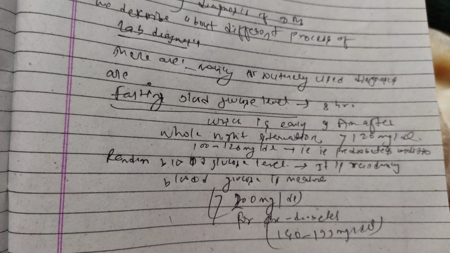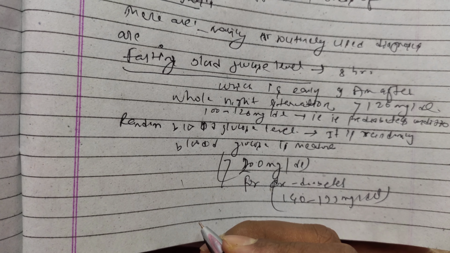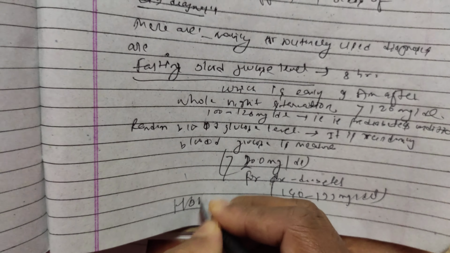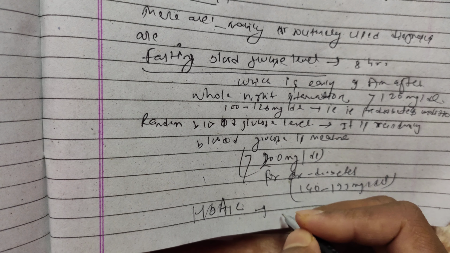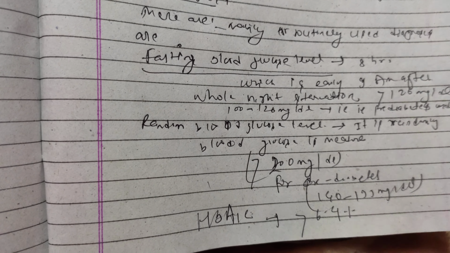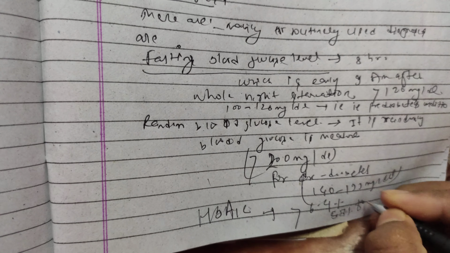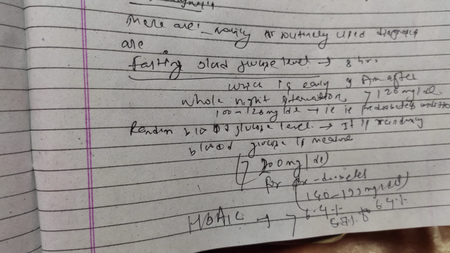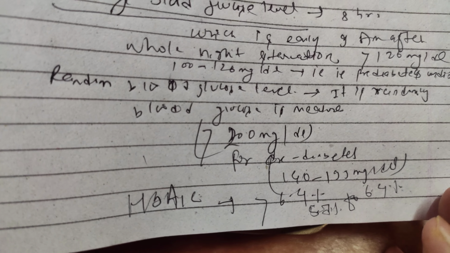In this, for the patient to be considered diabetic, the glycated hemoglobin, indicated by HbA1c, should be greater than 6.4%, and the normal value is 5.7% to 6.4%. These are the most used diagnostic tests for diabetes mellitus.